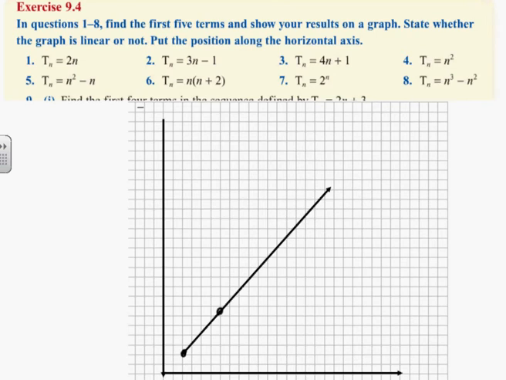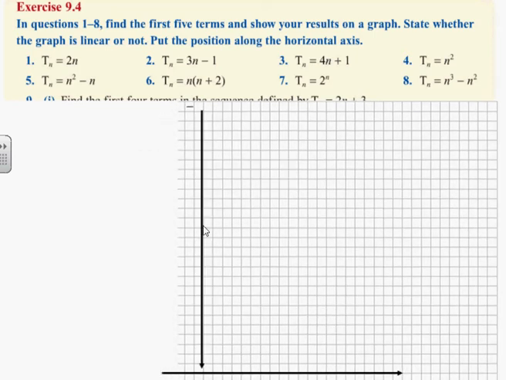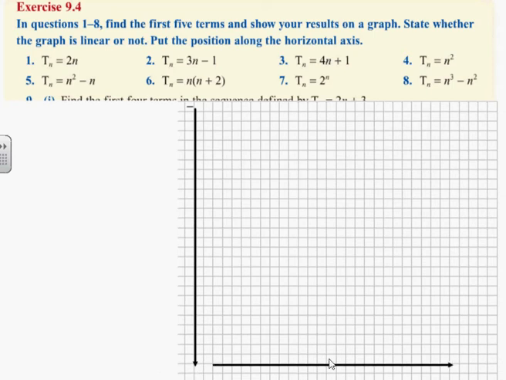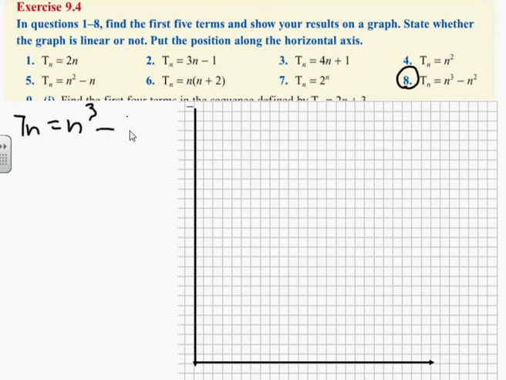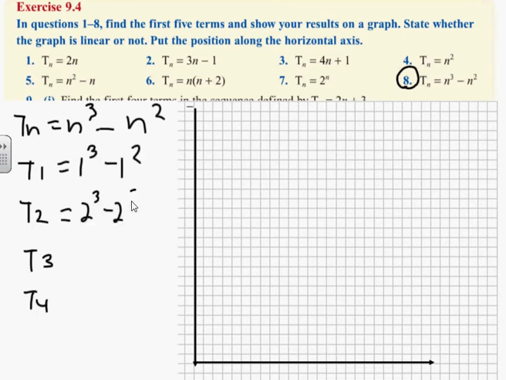Now, you'll get sequences that aren't linear. An example of a sequence that's not linear would be one like question 8. I look at question 8 and Tn equals n cubed minus n. Then I'm going to do T1, T2, T3, T4. Right away, 1 cubed minus 1 squared, then 2 cubed minus 2 squared, then 3 cubed minus 3 squared, and then 4 cubed minus 4 squared.